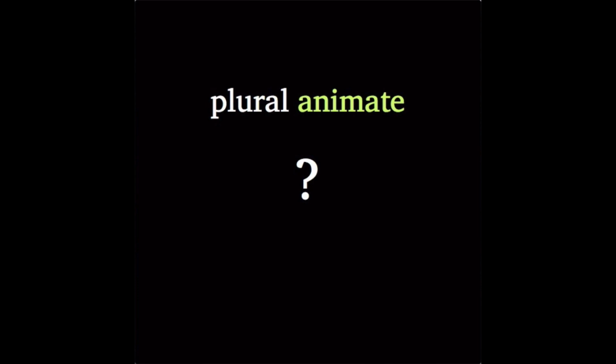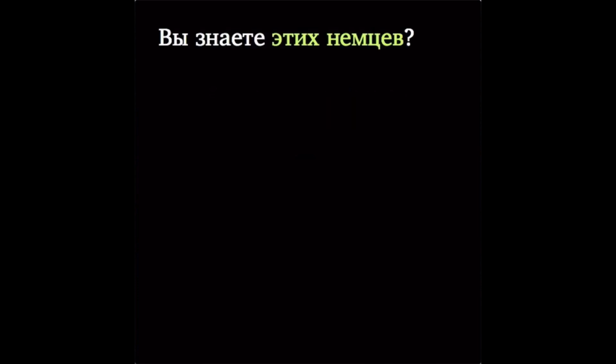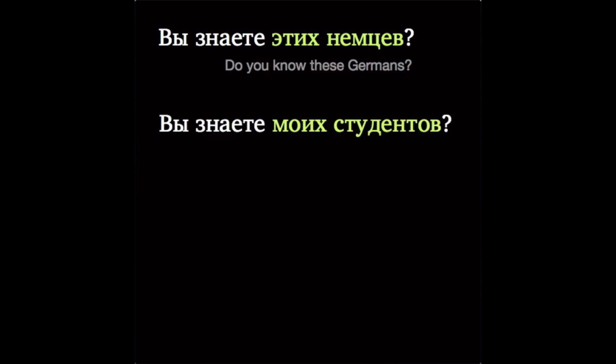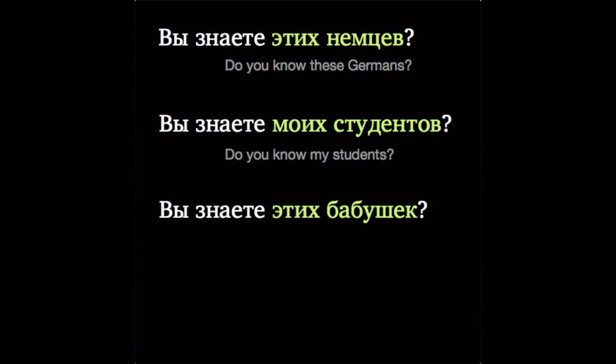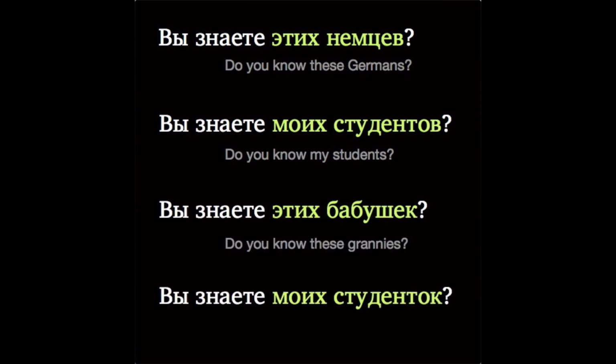But what if we do have something animate, a person or an animal, as the direct object in the plural? Let's look at some examples and see if you can recognize the endings. Вы знаете этих немцев? Вы знаете моих студентов? Вы знаете этих бабушек? Вы знаете моих студенток? They all look just like the genitive plural, even the feminine nouns бабушек and студенток.